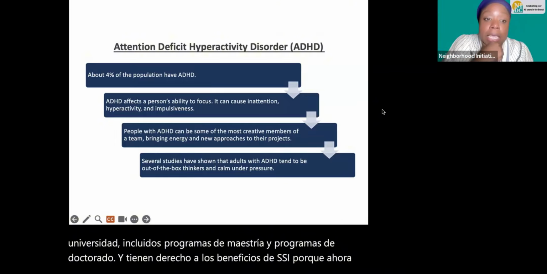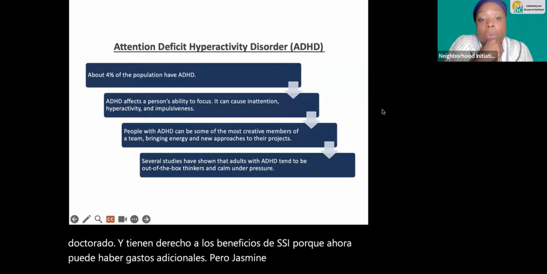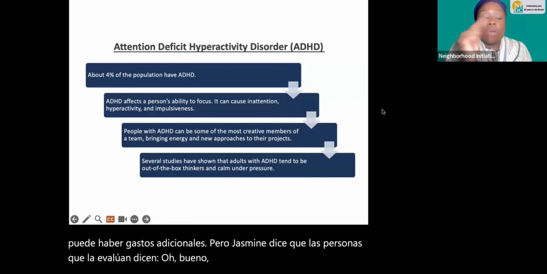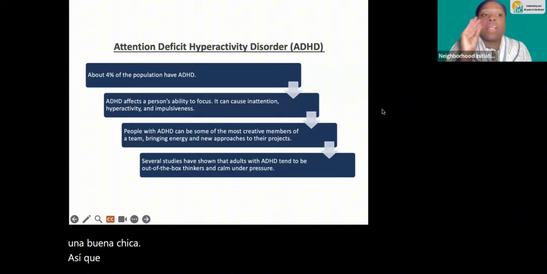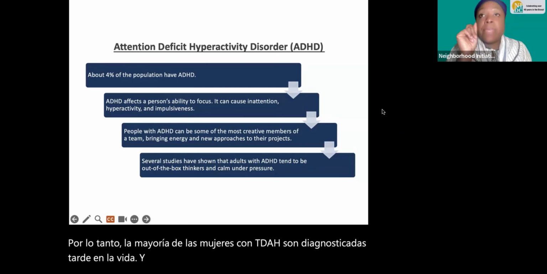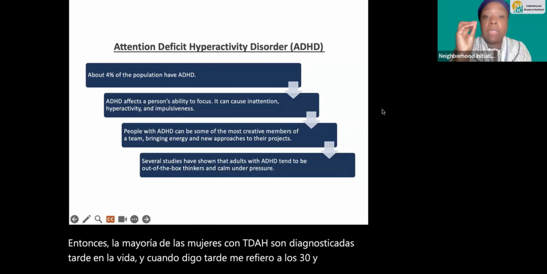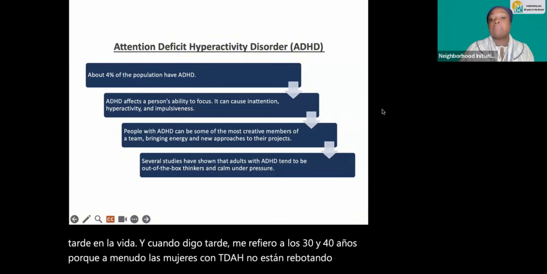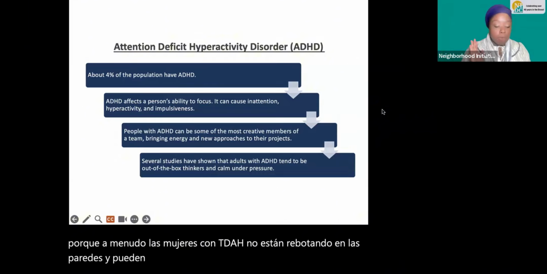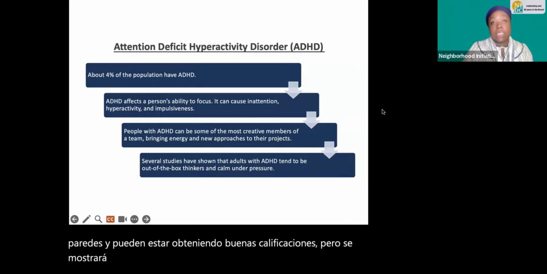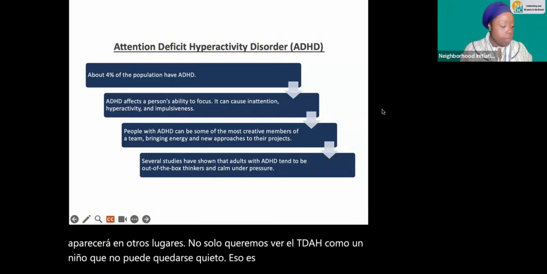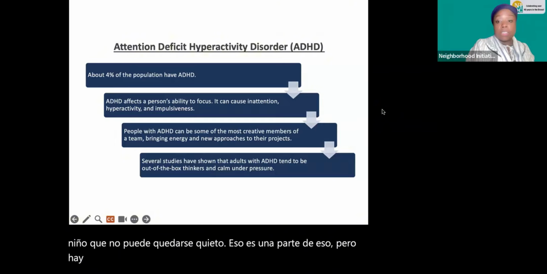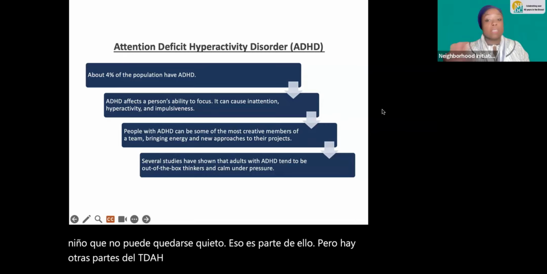But Jasmine is saying the people evaluating her are like, oh, well, she's doing well in school and she's a good girl. So most women with ADHD are diagnosed late in life. And when I say late, I mean 30s and 40s, because often women with ADHD are not bouncing off the walls, and they may be getting good grades, but it will show up in other places. We don't only want to look at ADHD as a child who can't sit still. That is a part of it. But there's other parts of ADHD that have nothing to do with whether you can sit still or not.